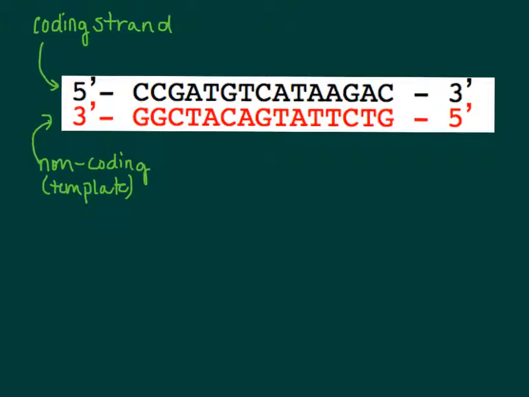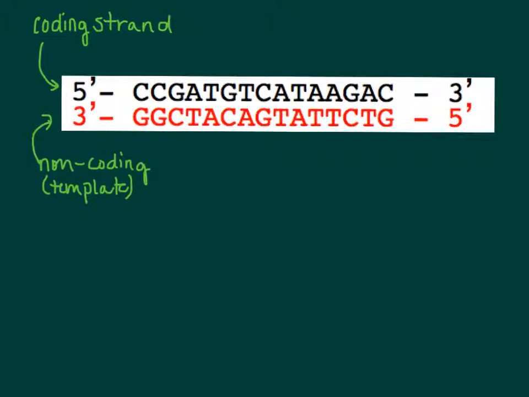So here we're looking at an anti-parallel complementary sequence of DNA, where I've labeled the top strand the coding strand and the bottom strand the non-coding strand. So during the process of transcription, the non-coding template is the one that's transcribed into mRNA.